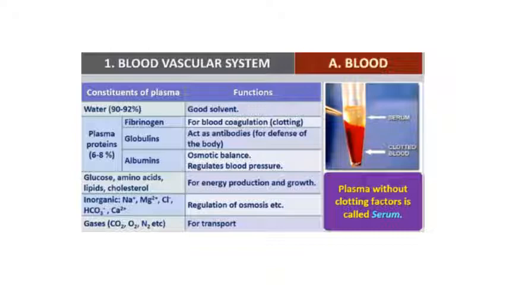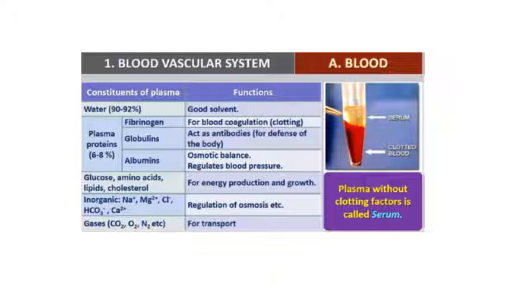So the plasma consists of water, which acts as a solvent. Then it has plasma proteins, fibrinogens, globulins, and albumins, which are responsible for blood coagulation. The globulins play an important role as antibodies, which help us to defend. Albumins help to maintain the osmotic balance and they regulate the blood pressure.